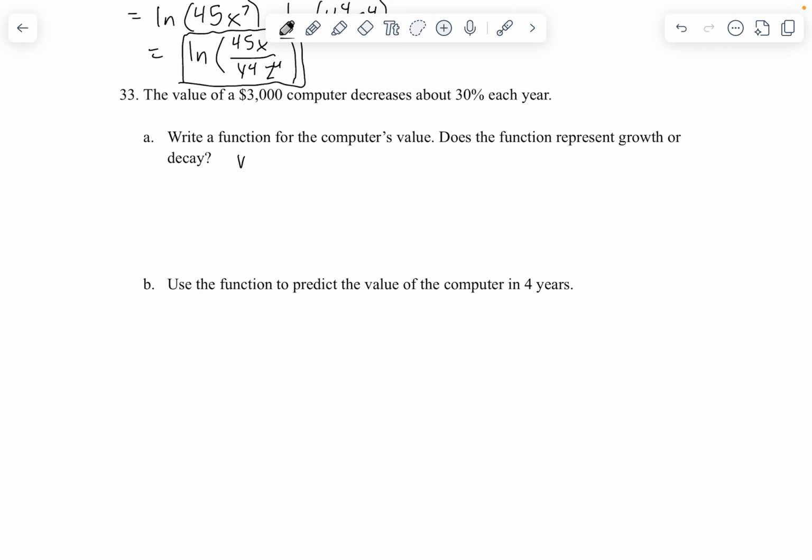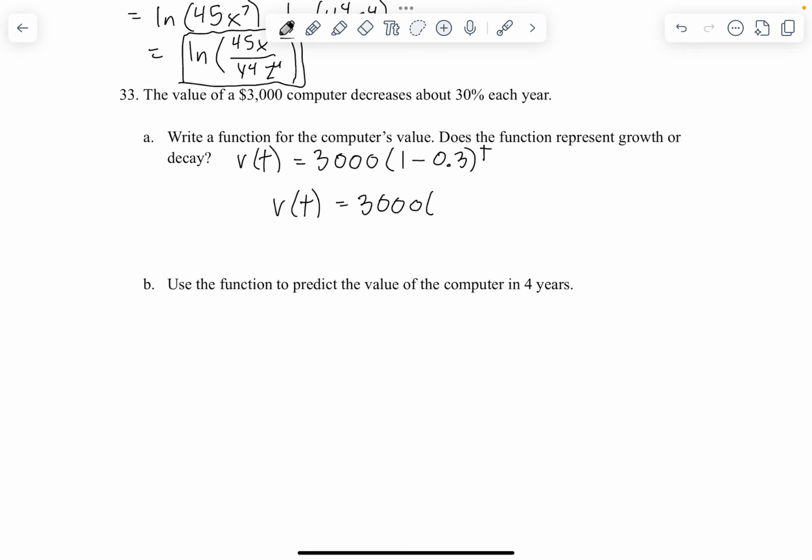So the function would be v of t. I put the initial value of the computer, which is 3,000. Then parentheses, I do 1 minus the growth rate. The rate is 30%, but in decimal form, that's 0.3. And then I'll do raised to the power of t. Or we can simplify the inside of the parentheses and write this as 3,000 times 0.7 raised to the power of t. This represents a decay function, right? Because the base is a number that's less than 1.